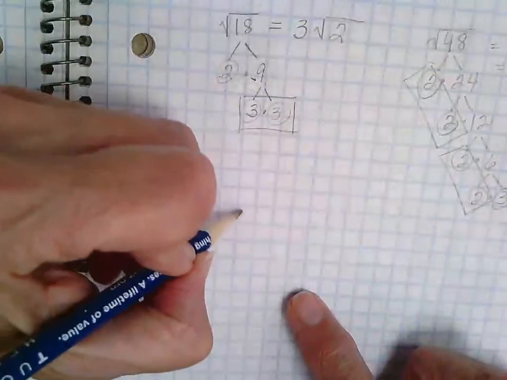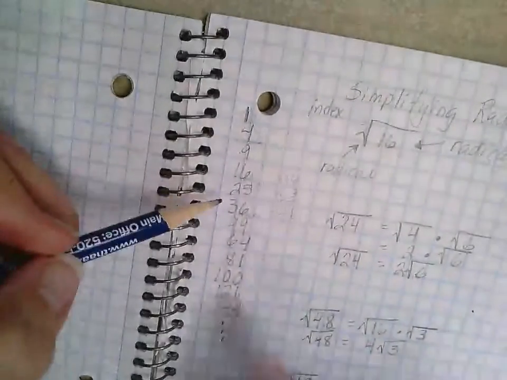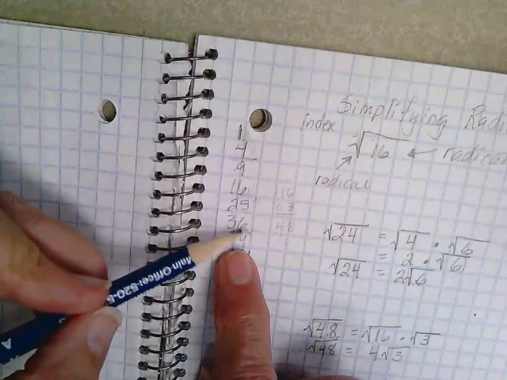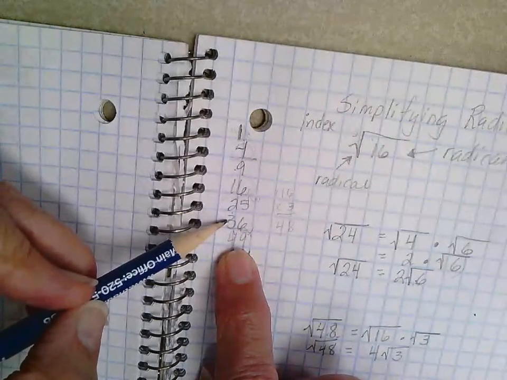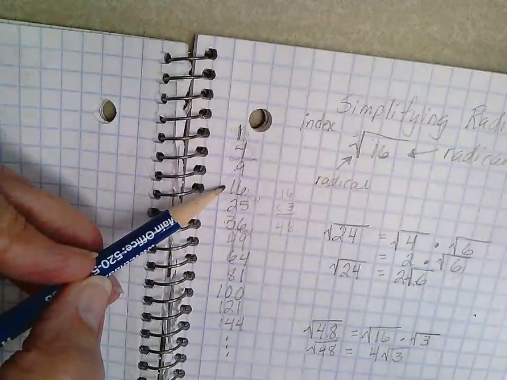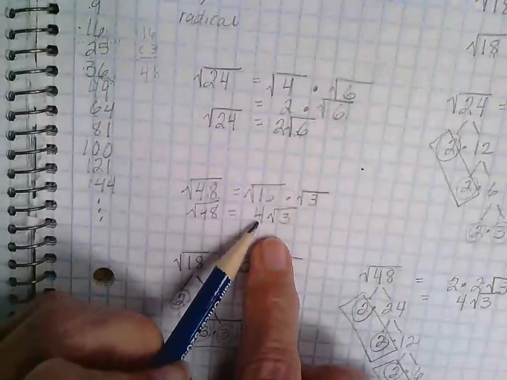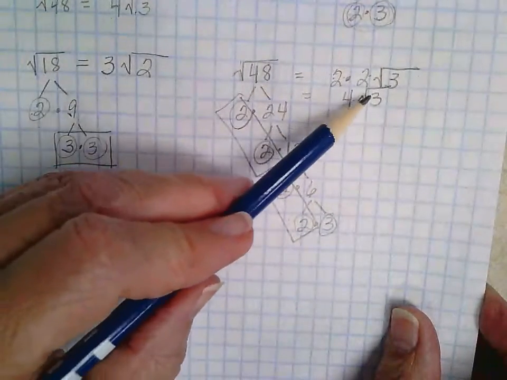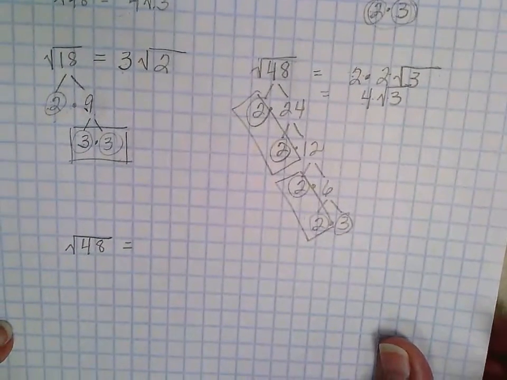When I do it the other way, and I look for my perfect squares, 48 shows up right here. So 36 is not one of the factors. 25 is not one of the factors. 16 is one of the factors. And so we did that right here, and we got 4 root 3. And down here, we have 4 root 3. So either method that you like will work.